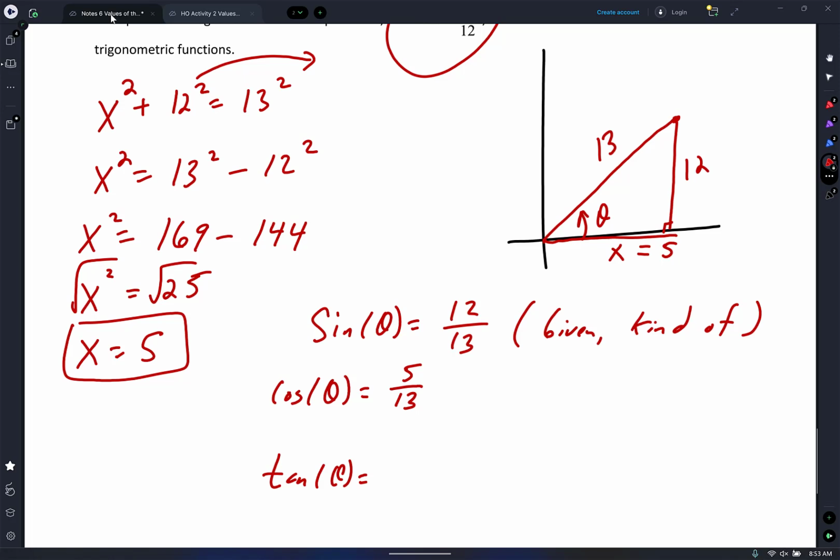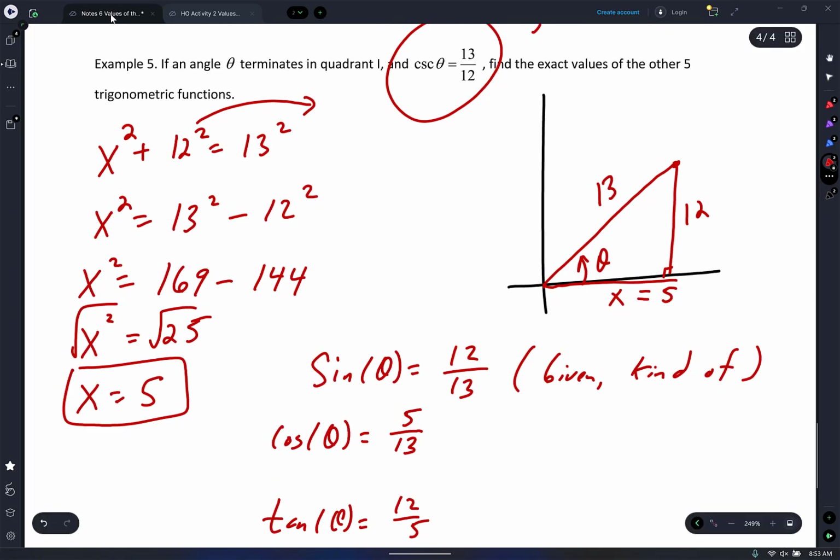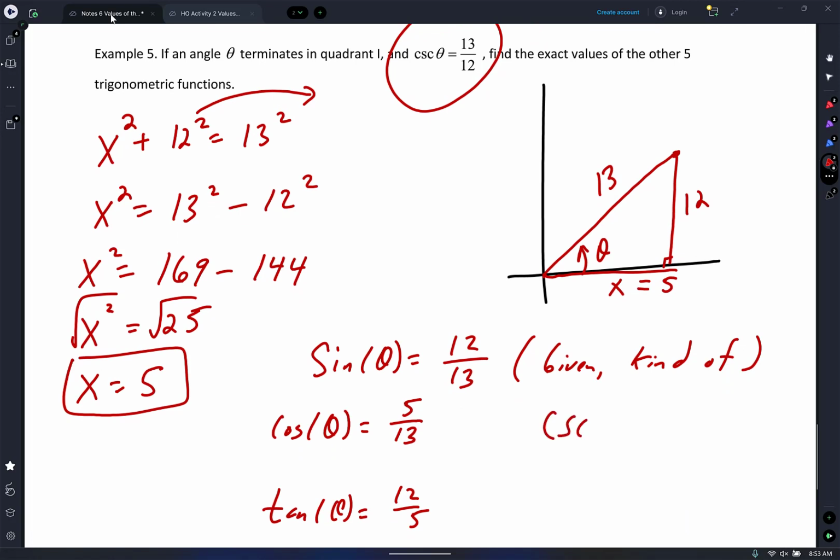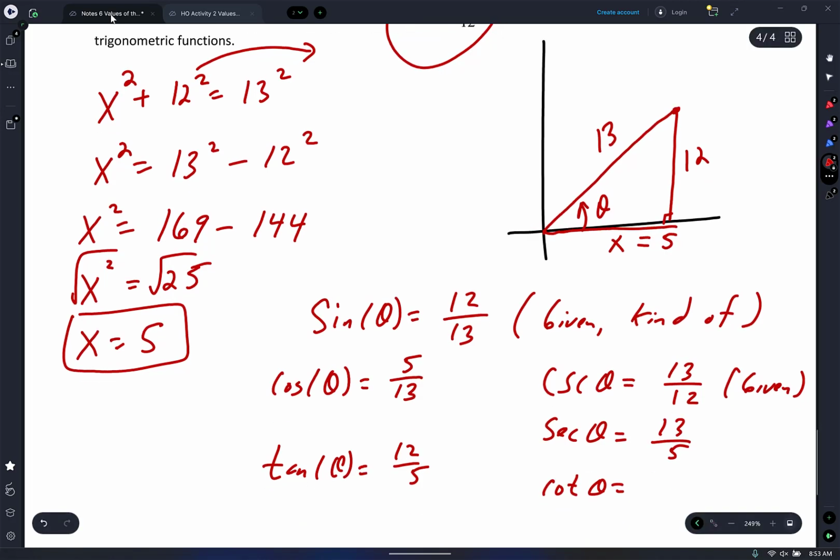Tangent is opposite over adjacent, which is, all right. And now I'm just going to take the reciprocals. The cosecant is already given, 13 over 12. That one was given for sure. And then secant is just the reciprocal of cosine, which is, and then finally cotangent is the reciprocal of tangent, which is... what do you guys think?